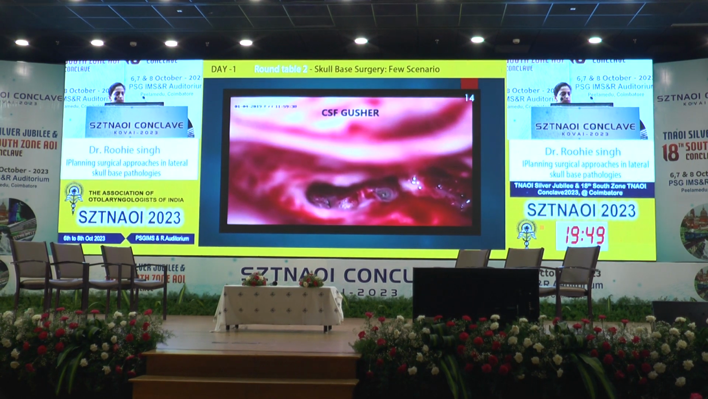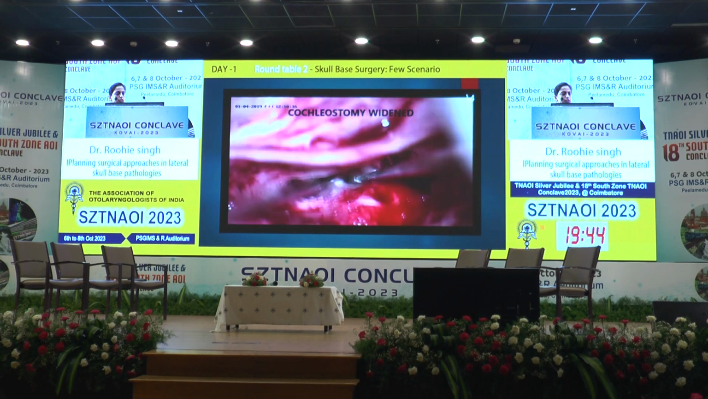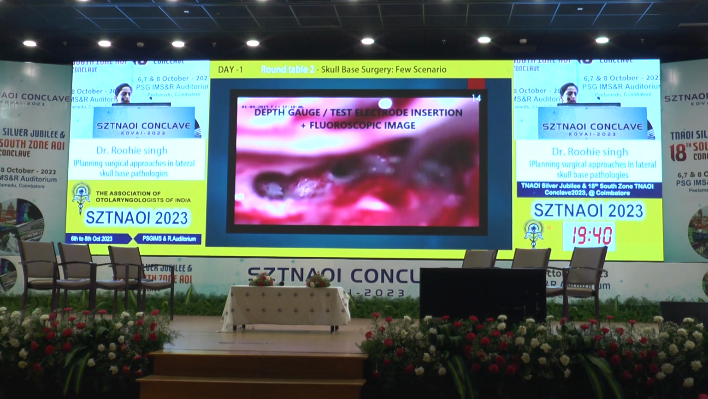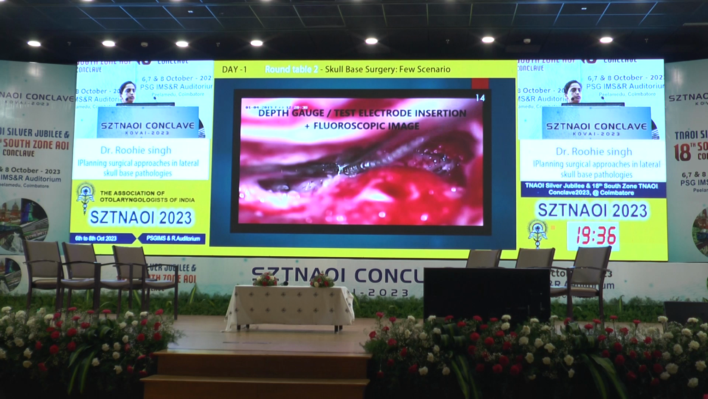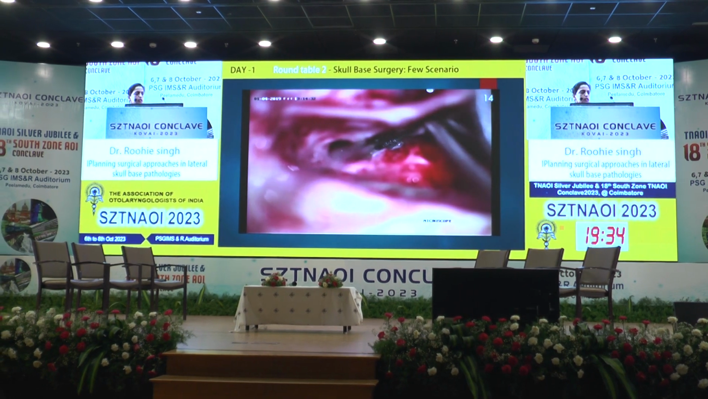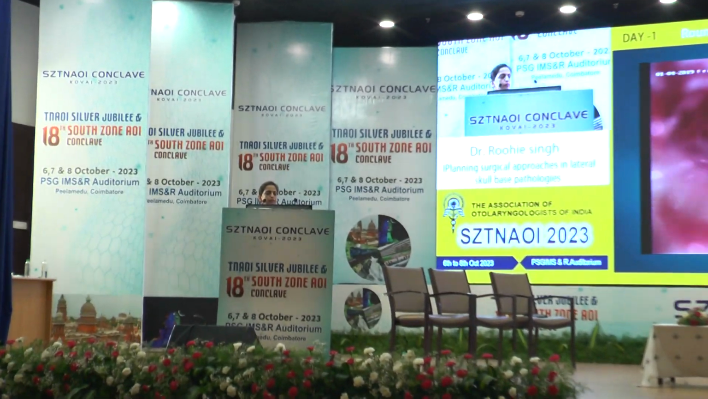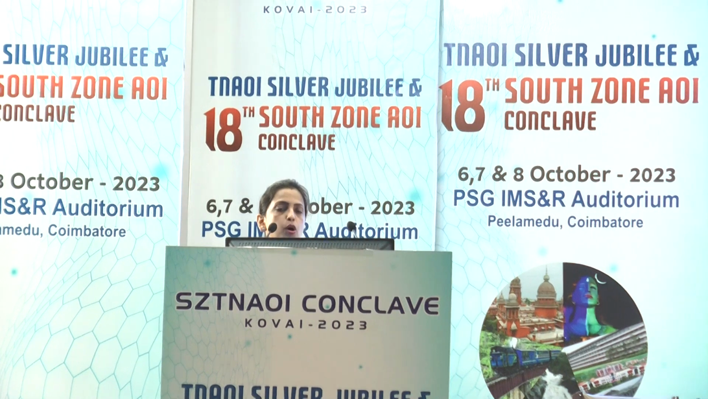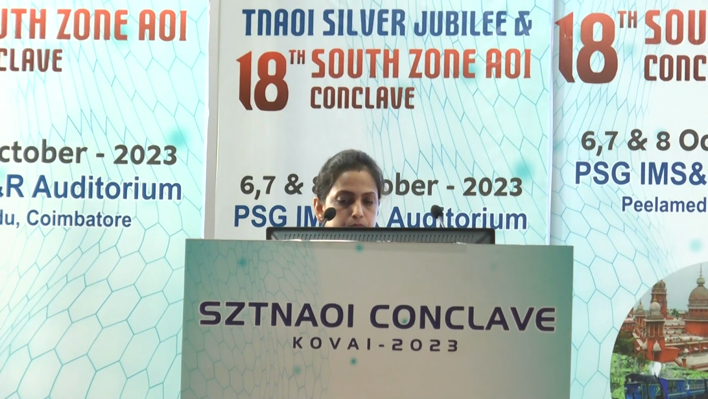Promontory was drilled perpendicularly. We reached the cochlear lumen and encountered a CSF gusher, which was very wisely dealt with. Cochleostomy was widened. Test electrodes were inserted, followed by the insertion of actual electrodes. This was followed by good sealing of the cochleostomy area with fascia, muscle and tissue, followed by a fluoroscopic image which showed intracochlear electrodes.